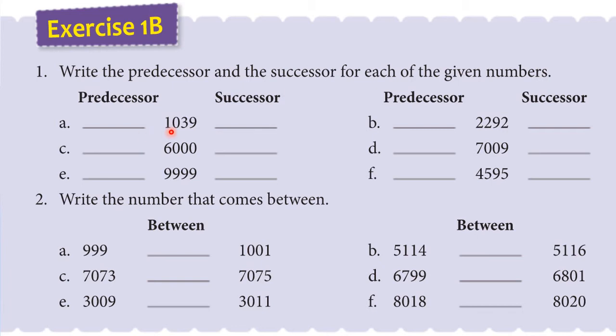Predecessor of 1039 is 1 less than this, that is 1038. Successor of 1039 is 1 more than this, that is 1040.